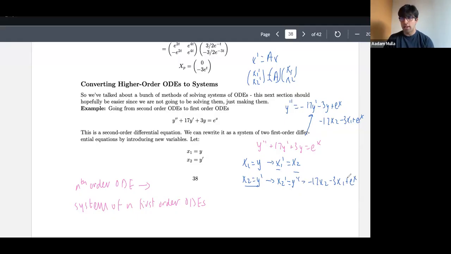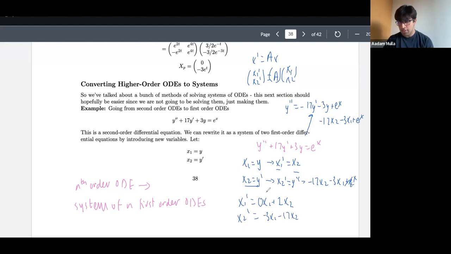Ignore the e to the x for now. We'll just add that on as a vector later. Notice how this is a system of equations. We're saying x1 prime equals x2, so x1 prime equals 0x1 plus 1x2. And then x2 prime equals negative 3x1 minus 17x2 plus some e to the x.